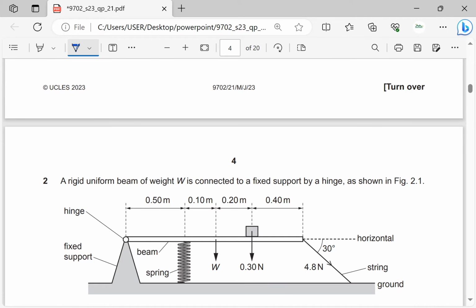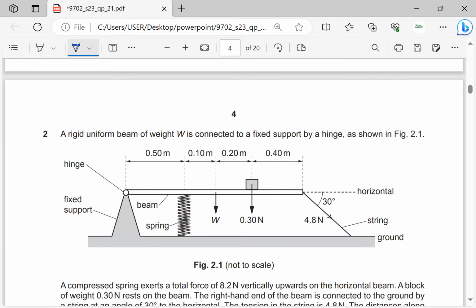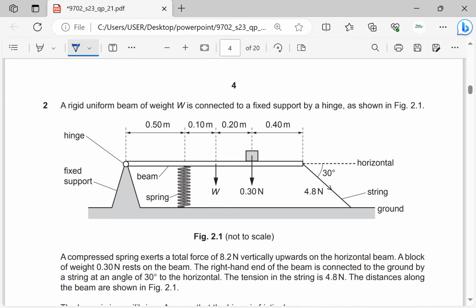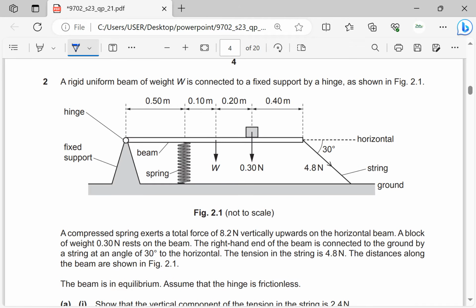A rigid uniform beam of weight W is connected to a fixed support by a hinge as shown in the figure. So we can see the diagram. Before we even read the questions, we can see which ones are causing clockwise moments. A compressed spring exerts a total force of 8.2 newtons vertically upward. So there's a force here from the spring which is going to be 8.2 newtons.